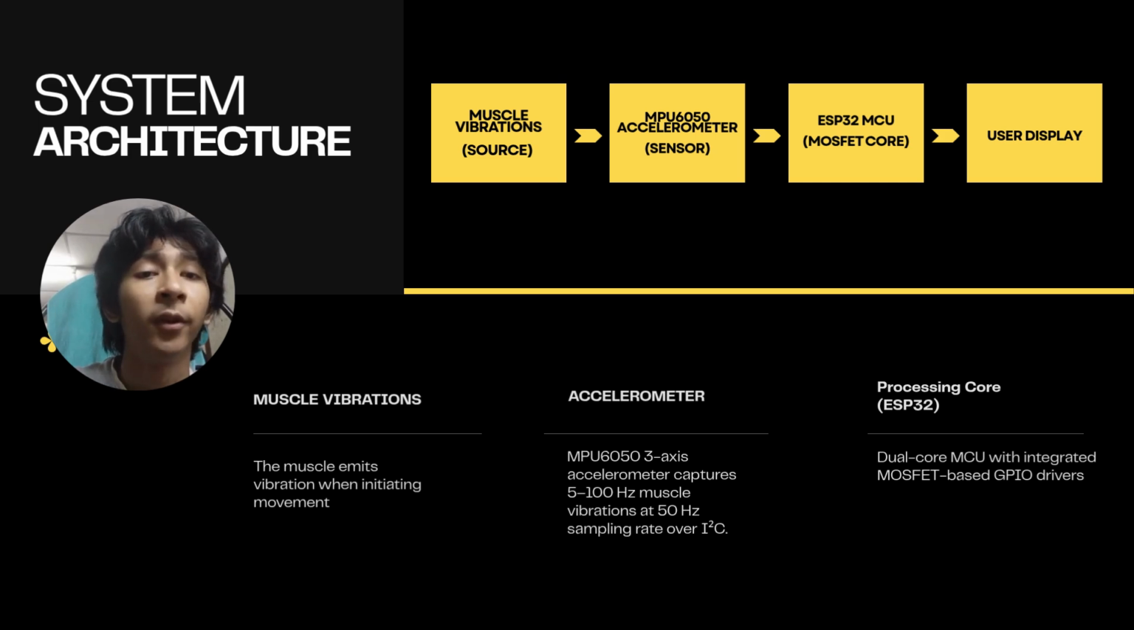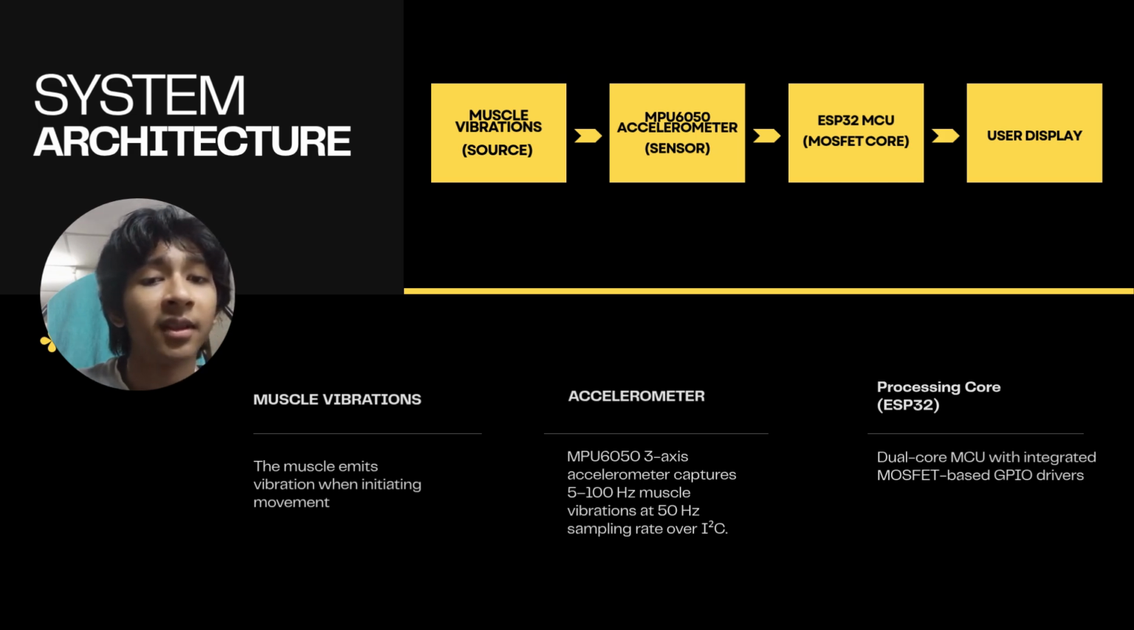So now let us dive more into the architecture of the MMG sensor system, shall we? Like we mentioned earlier, the source of the data comes from the vibrations generated by the muscles when you are initiating any movement. And these vibrations are then measured by the sensor. In our case, let us use an example of an MPU 6050 accelerometer. An MPU 6050 accelerometer captures the movement of the vibrations of your muscles in a 3-axis way. This makes sure that no dimensions are missing and any single movement of the muscles is captured.